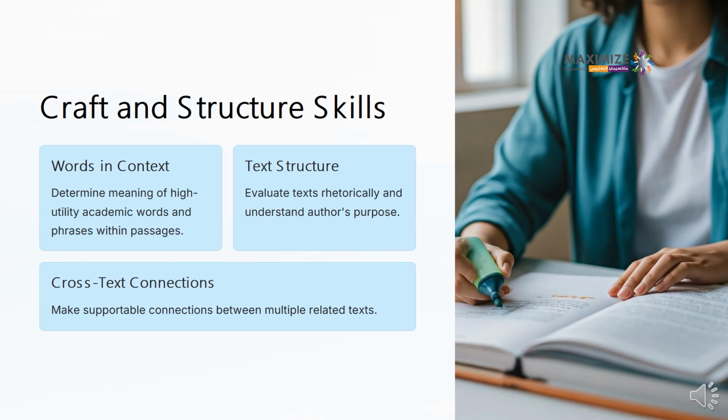We're going to start with the first unit, craft and structure. As you see, we have different questions. First, words in context, or vocabulary, and these are usually the first 3 or 4 questions of each module. Then we have text structure, in which they ask you about the author's purpose, or sometimes the main idea of the passage. And we have cross-text connections. They give you 2 short texts, and then you have to find the relationship between these 2 related texts.